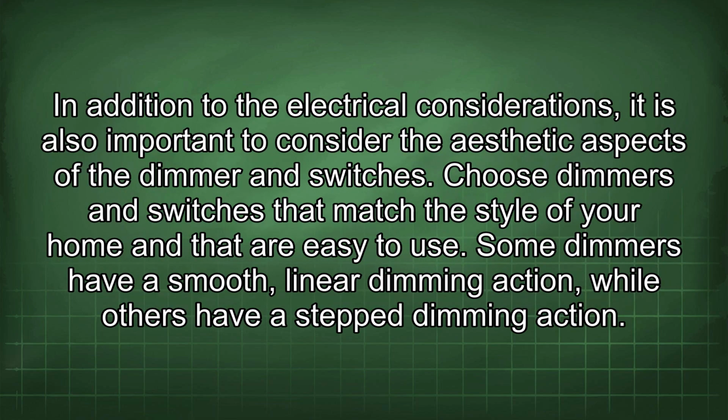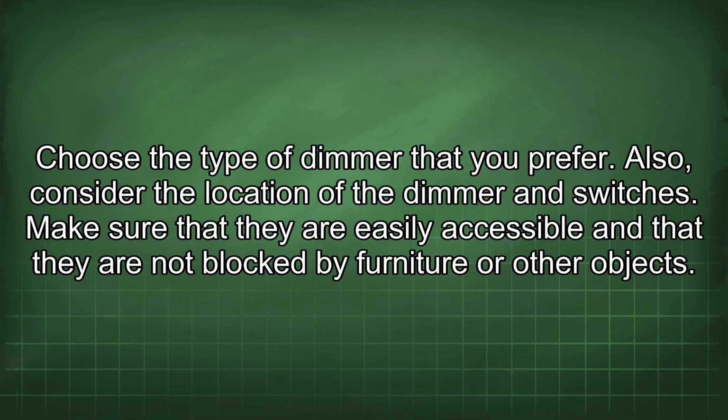In addition to the electrical considerations, it is also important to consider the aesthetic aspects of the dimmer and switches. Choose dimmers and switches that match the style of your home and that are easy to use. Some dimmers have a smooth, linear dimming action, while others have a step dimming action. Choose the type of dimmer that you prefer. Also, consider the location of the dimmer and switches. Make sure that they are easily accessible and that they are not blocked by furniture or other objects.